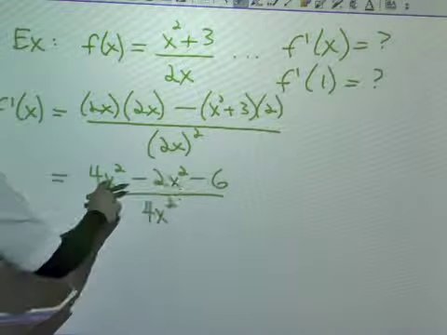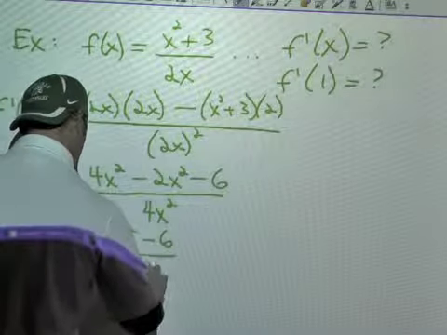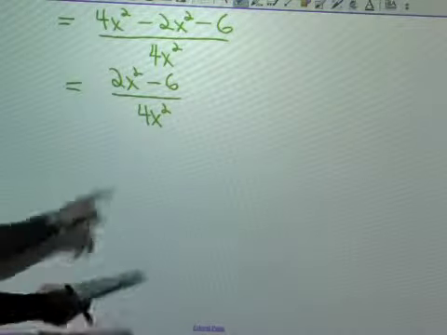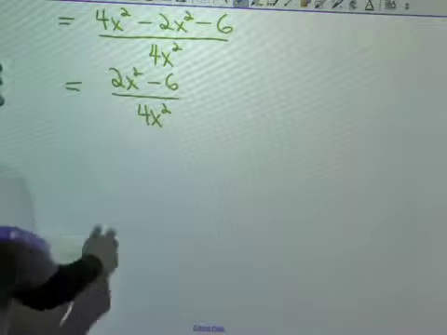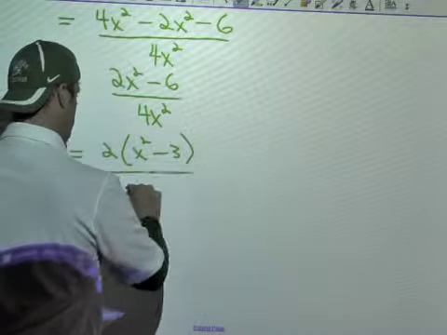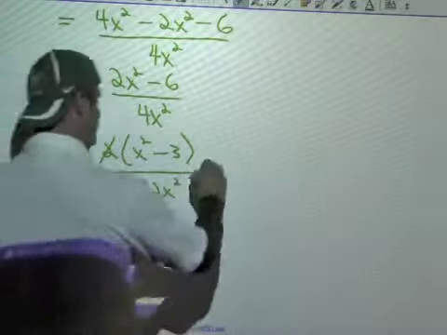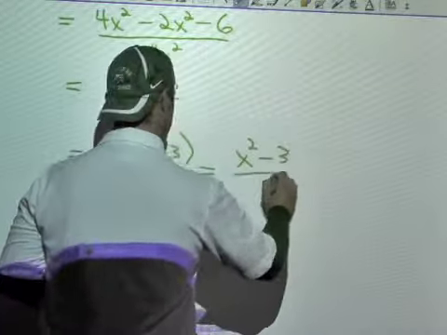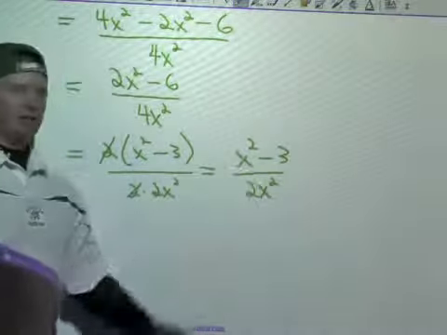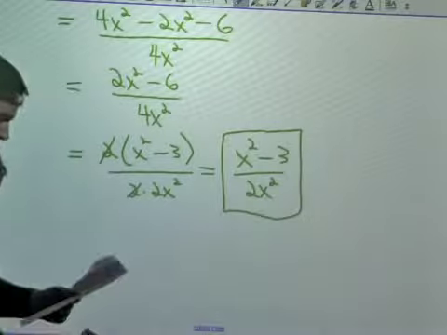Collect these like terms. 4x squared minus 2x squared is 2x squared minus 6 all over 4x squared. And we could actually clean that up a little bit if we want to. I could factor out a 2 from the top, factor out a 2 from the bottom, and the 2's would cancel. So my final simplified answer would be (x squared minus 3) all over 2x squared. And no, the 2x squareds don't cancel out. It doesn't work that way. So just leave it like that. So that's f prime of x.